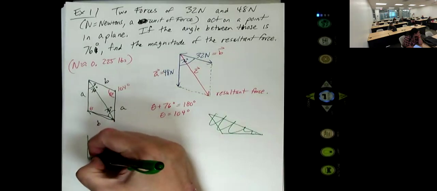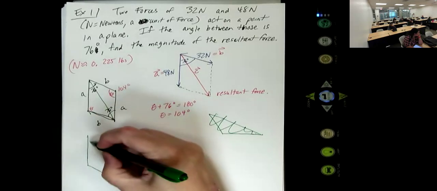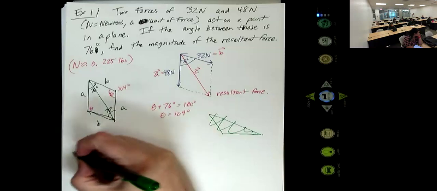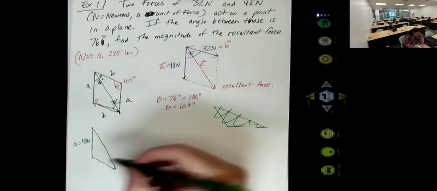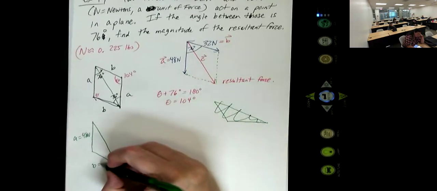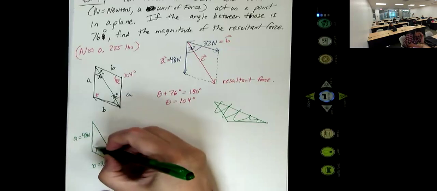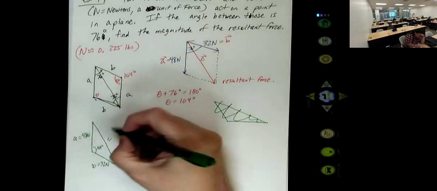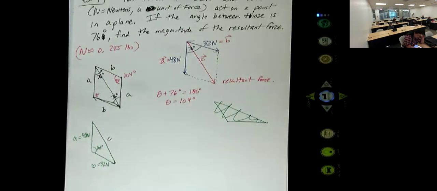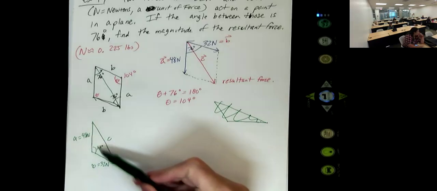Let's do this. So this was my A, which was 48 newtons. This was my B, which was 32 newtons. And I have an angle of 104 right here. And I want side C. So I have a side angle side.